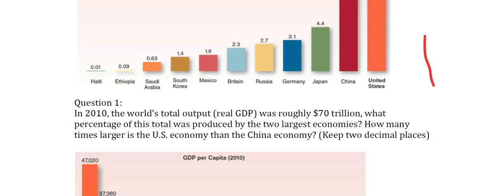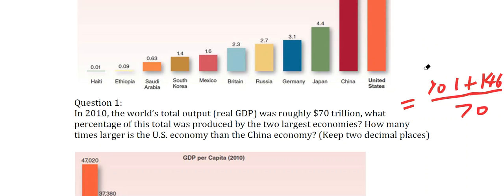In order to get that percentage, the numerator is the two large economies' GDP, and the denominator will be the 70 trillion. Since both of them use the same measurement unit, trillion, you can ignore the units. So the numerator will be 10.1 plus 14.6, and the denominator will be 70. Again, the reason I don't include so many zeros is that both numerator and denominator have exactly the same measurement unit.